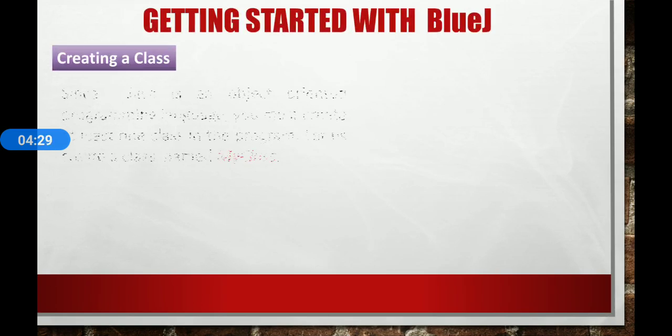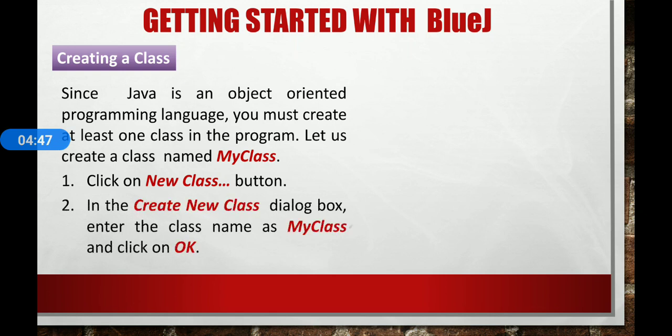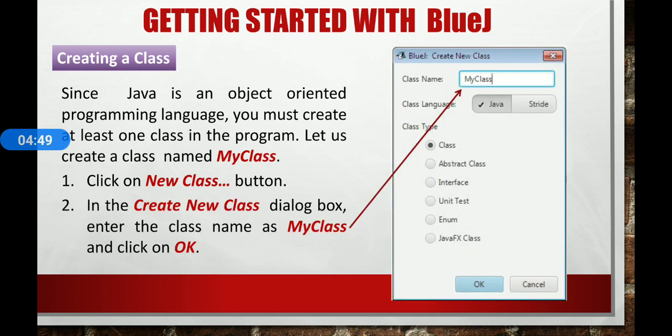Then let's see how to create a class. Since Java is an object-oriented programming language, you must create at least one class in the program. Let us create a class named myClass. First step is to click on the New Class button. In the Create New Class dialog box, enter the class name as myClass and then click on the OK button.